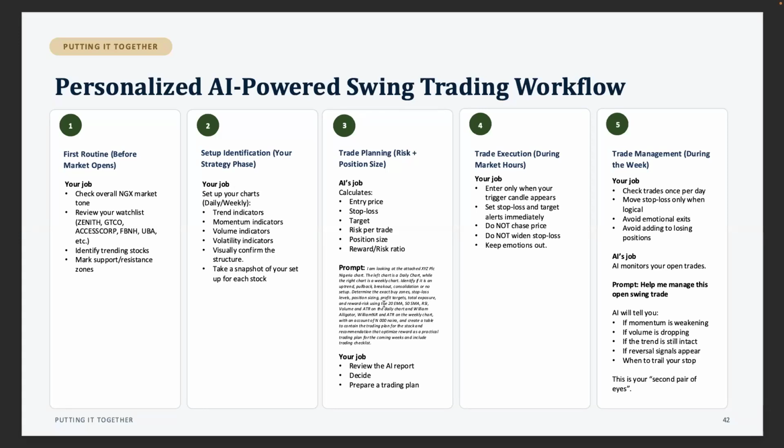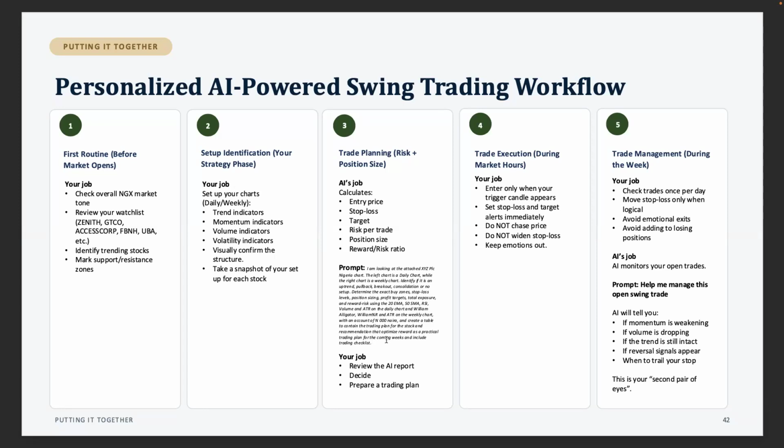Determine the exact buy zone, stop loss, position sizing, profit target, total exposure, and risk reward using 20 EMA, 50 EMA, RSI, volume, and ATR on the daily chart, and Williams Alligator, Williams percent R, and ATR on the weekly chart, with an account of, state the amount that you have in your account, 400,000, 500,000, 1 million, and create a table to contain the trading plan for the stock and recommendation that optimize reward, as a practical trading plan for the coming weeks, and include trading charts. So once you craft your prompt properly with all the indicators that you have put in the chart that you attach, just push it to AI.